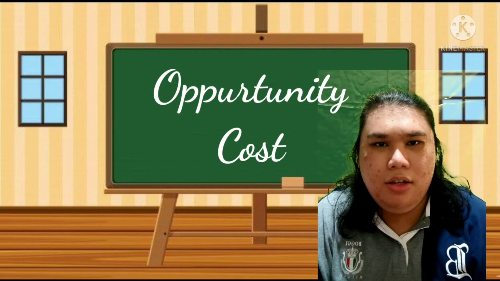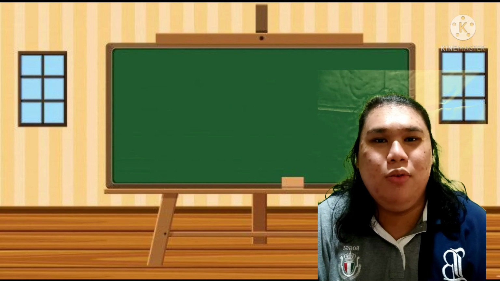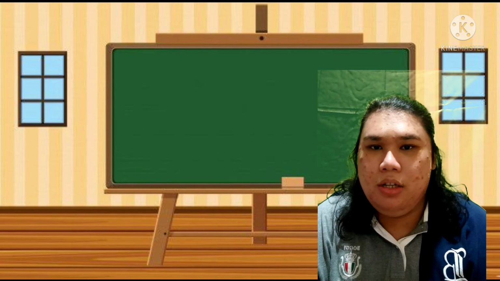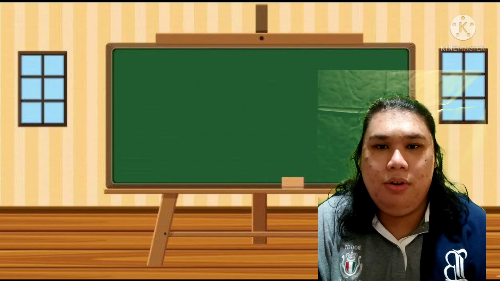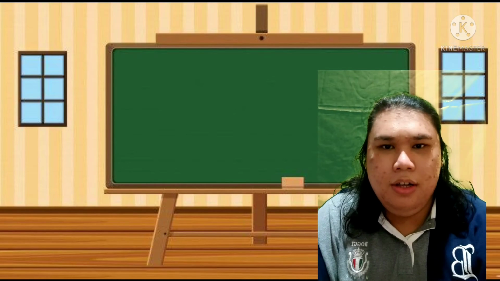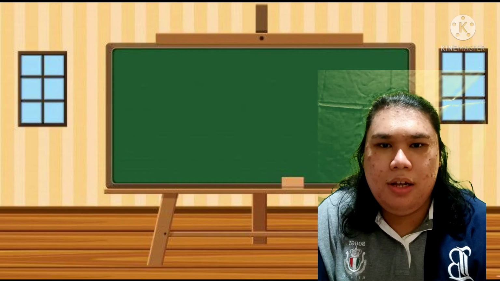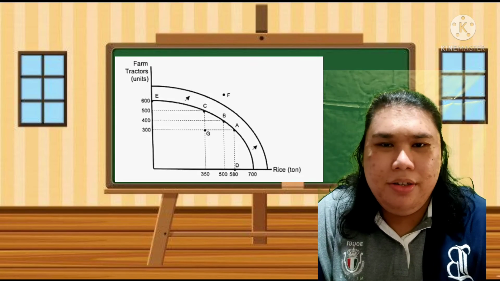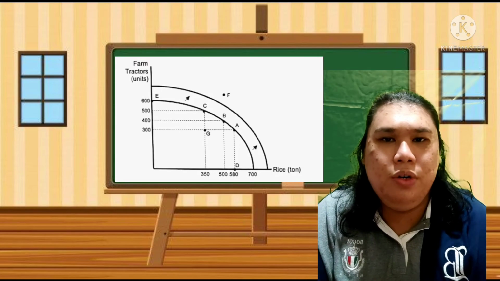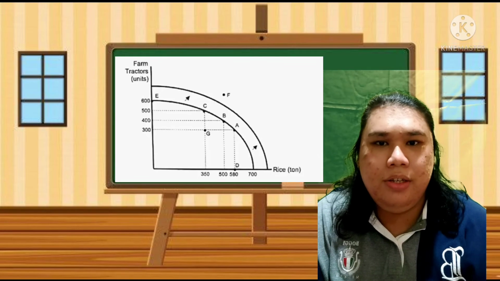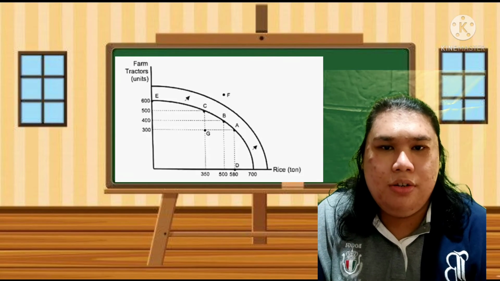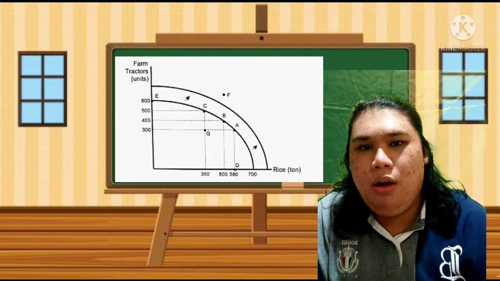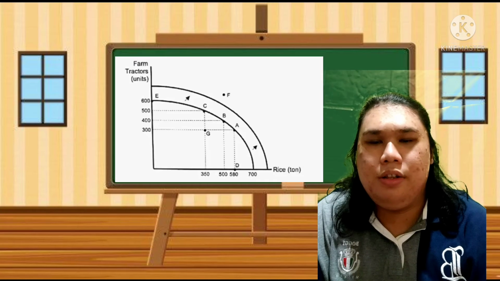Opportunity cost is the loss of potential gain from other alternatives when one alternative is chosen. Which means for an economy to produce an additional output of one good, it has to forego the production of other goods. So for example, let's refer to the graph. Example number 1. If an island economy wishes to produce 500 tons of rice, it has to forego 100 units of tractors in order to attain maximum production. So the opportunity cost of 500 tons of rice is 100 tractors.